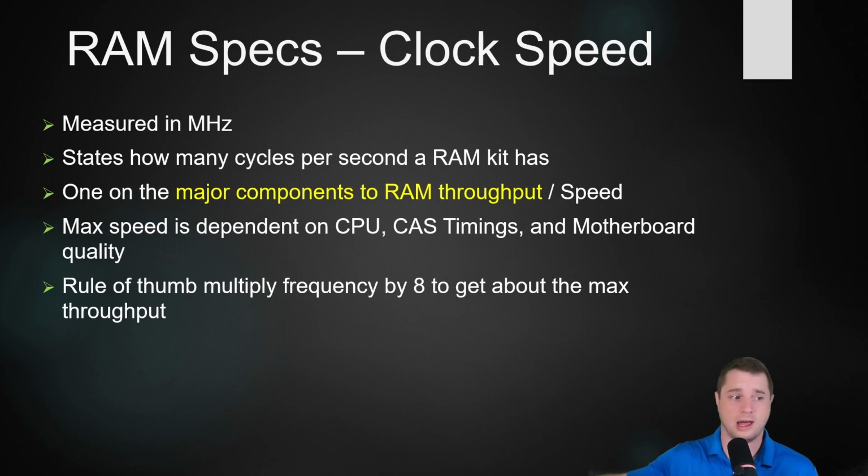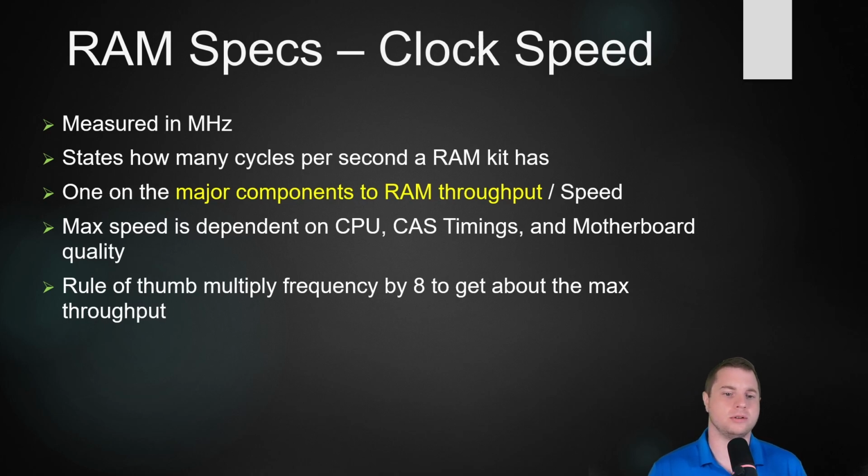So back to clock speed, okay? Typically measured in megahertz. This will change if we ever get into the gigahertz range, just like we did with CPUs, where it started as megahertz and now we're at gigahertz. But for the time being, we're at megahertz. It states how many cycles per second a RAM kit has, just like in the CPU.